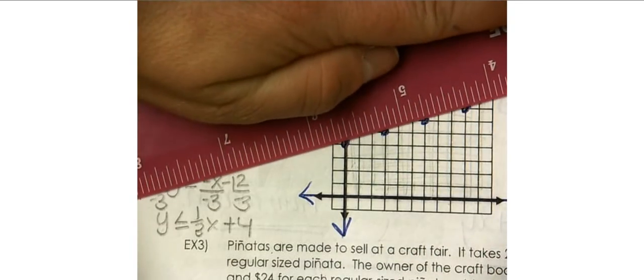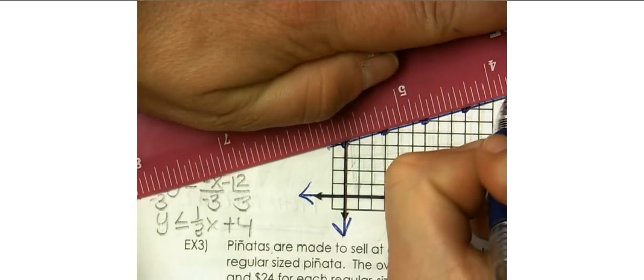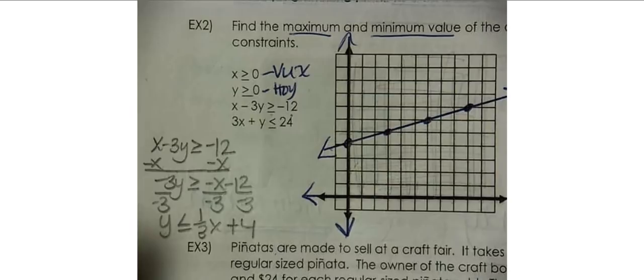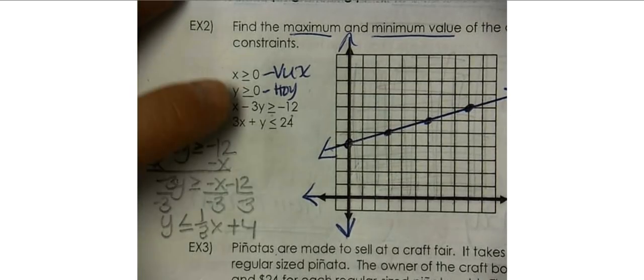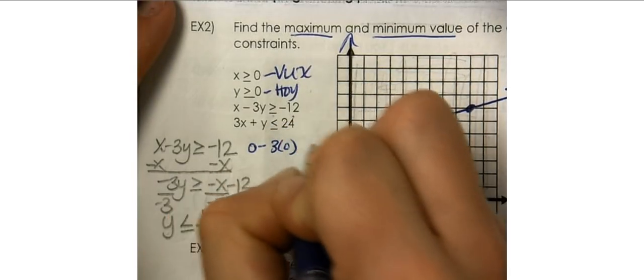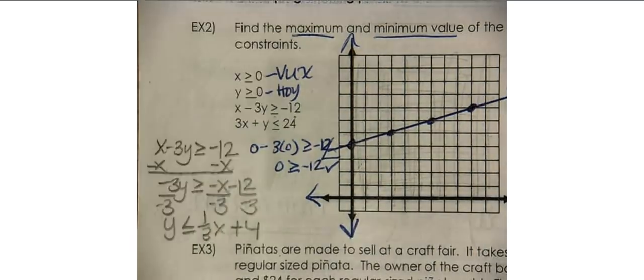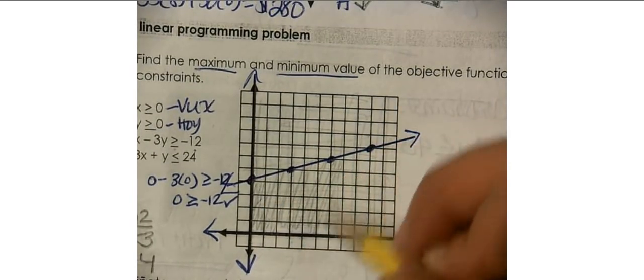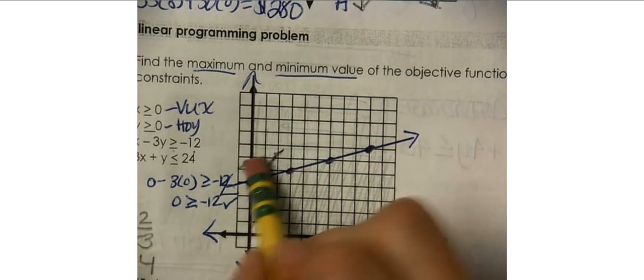And then I'm going to decide what my shaded region is going to be. So I'm going to check in this problem 0, 0, because 0, 0 is down here and it's not on the line. And I'm going to see, is 0 minus 3 times 0 greater than or equal to negative 12? Is 0 greater than or equal to negative 12? It is. So that indicates that I'm going to shade below. So I'm just going to shade everything below. And anything that's above will be erased, which is why we shade very, very lightly.